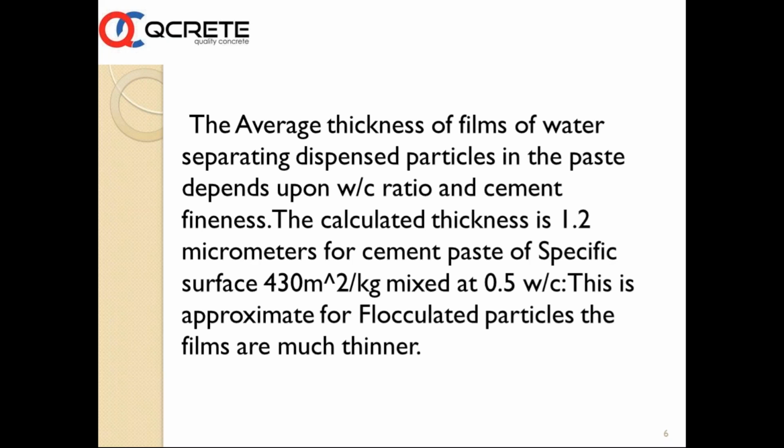Now, the average thickness of films is based on the water and cement. The film around the aggregate has to have a certain thickness. I have to look at the thickness, which is minimum, in centimeters per kg, at 0.5 water cement ratio. This is approximately calculated. The films are much thinner. So depending on the cement content and the water content, the paste can be thicker, it can be thinner.